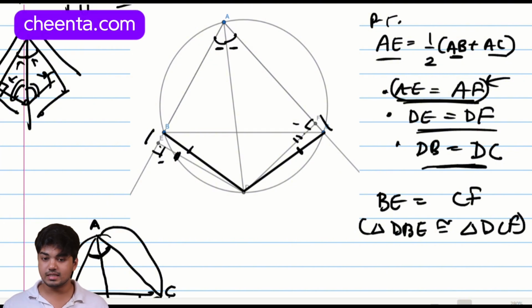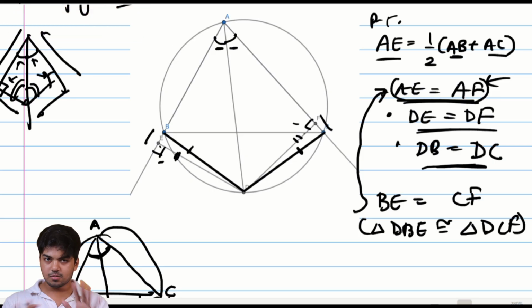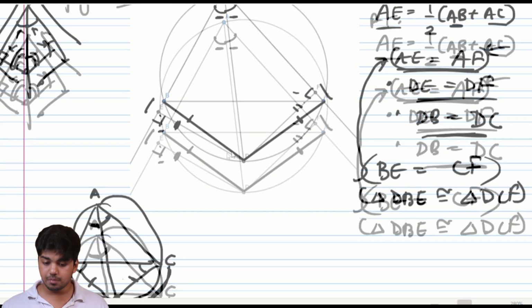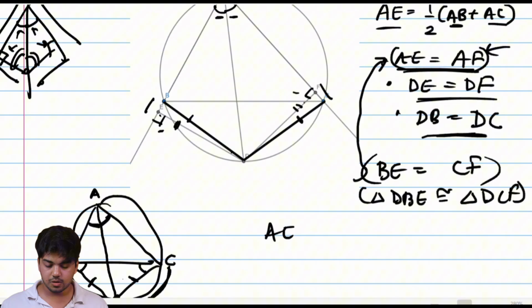Now BE is equal to CF is a very nice fact when you can combine it with AE and AF. Think about what's happening here. You want something about AB and AC. You have something about AE and AF. This BE is equal to CF is the thing that we were looking for. It was connecting AE and AF to AB and AC. And we'll see that that's actually enough. In particular, AE is equal to AF.